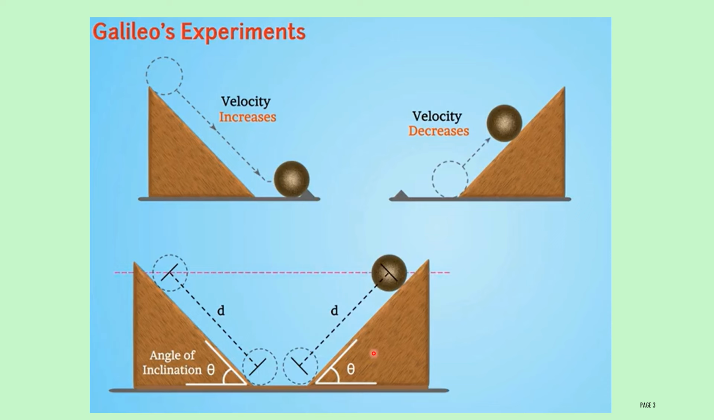Then consider two inclined planes here. Leave the ball at one height on the first inclined plane. Then the ball will move downwards. Then it will start climbing the second inclined plane. If the angle of inclination on both planes is the same, then the ball will cover equal distance on both planes, and it will also reach equal height on both planes. That one you have to remember.